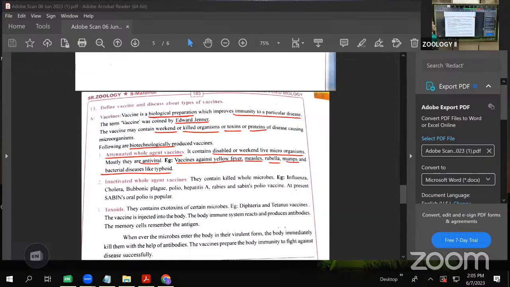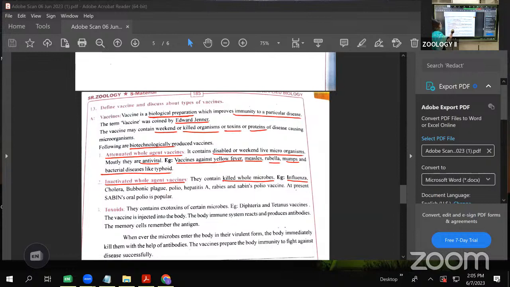Next is the inactivated whole agent vaccines. Attenuated means weak, live microbes only. Disabled microbes we can use for the preparation of attenuated whole agent vaccines. But inactivated whole agent vaccines means we are using killed microbes. They contain killed whole microbes. An example is influenza. For immunity against influenza, we take this type of vaccine.